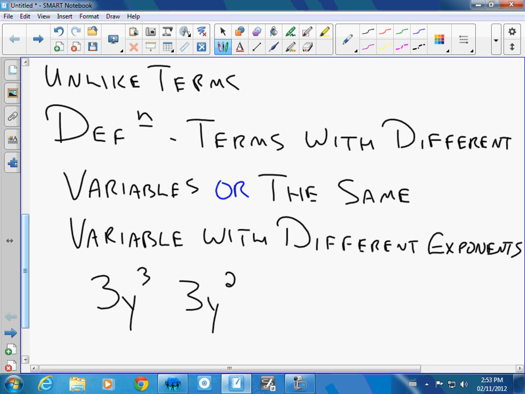Yeah? Give me something else. Let's get rid of the coefficients. Let's try something really different. Well, no, that's the same variable. I said with different. Okay, 2w. Do we need the 1 up there? No, we don't. Is that a different term? Are these like terms at all? No.